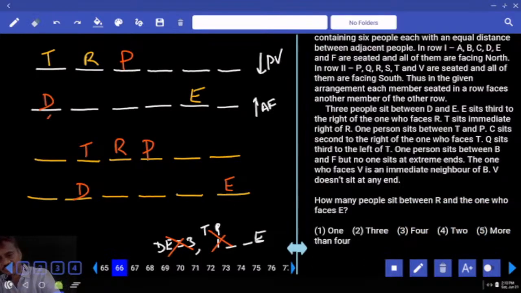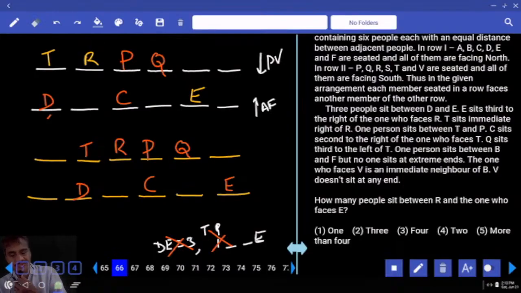And C sits second to the right of the one who faces T. The one who faces T is D, and C is seated second to the right. Now C is seated second to the right of D. And next one, Q sits third to the left of T. Now Q is seated third to the left of T.